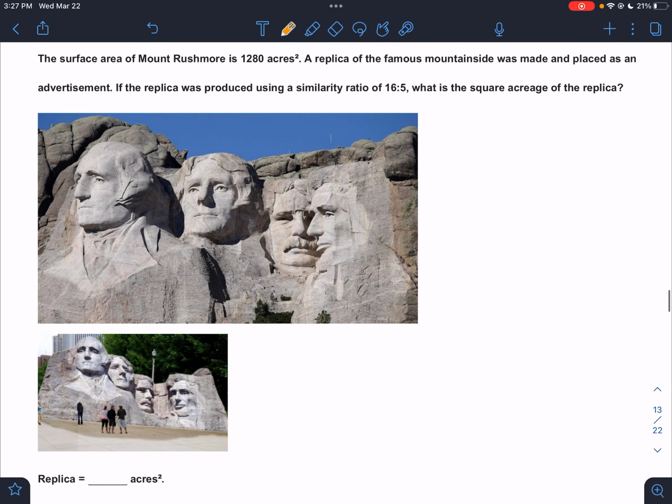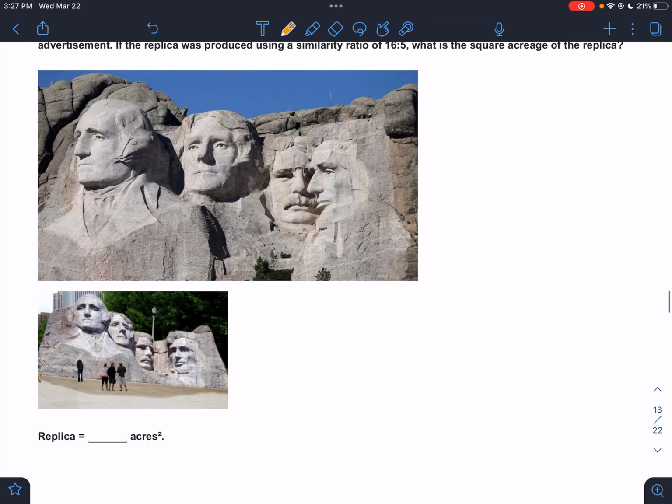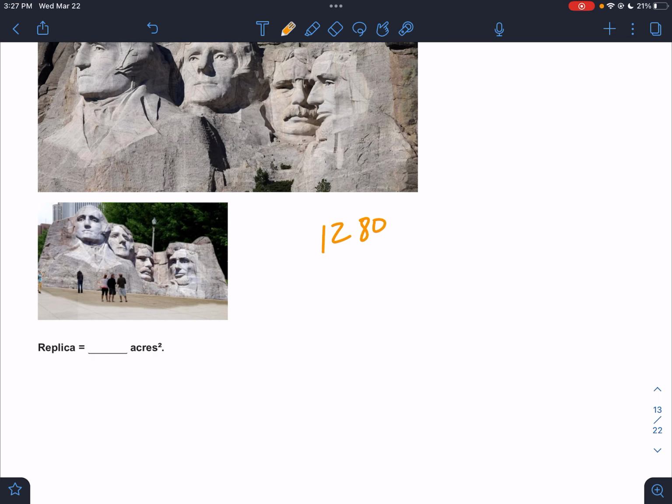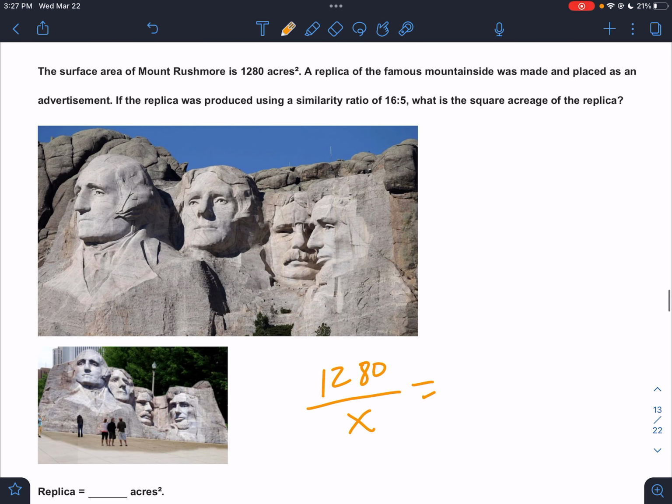The surface area of Mount Rushmore is 1280 acres. A replica of the famous mountainside was made and placed as an advertisement. If the replica has a ratio of 16 to 5, what is the square acreage of the replica? Okay, so 1280, the original over the replica, which we're looking for, would equal what? Well, if the similarity ratio is 16 to 5, the area ratio will be 16 squared over 5 squared. That's going to be 256 over 25.